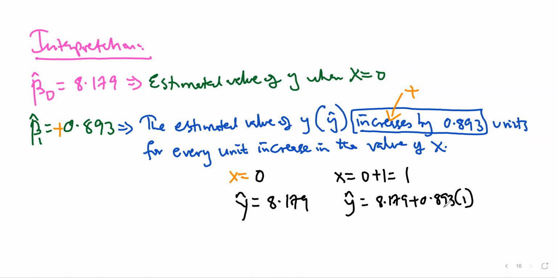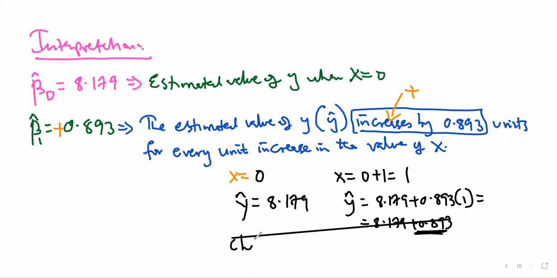0.893 times 1, which clearly means that y increases by 0.893. So once you increase x by 1 unit, then y increases by 0.893. And that is true for other values of x.